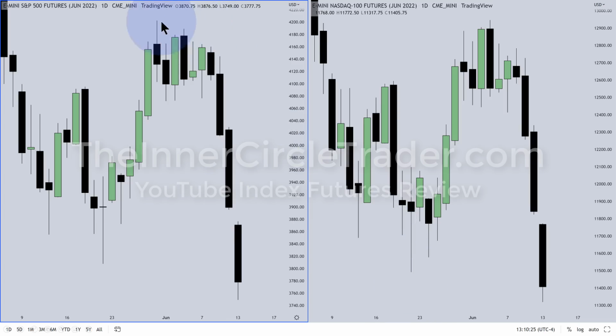And the answer to that is, look at this high to that high on the S&P versus this high to that high in the NASDAQ. Over on the right hand side, this is NASDAQ daily chart. On the left hand, it's the E-mini S&P daily chart. This is SMT divergence. So lower high, higher high.